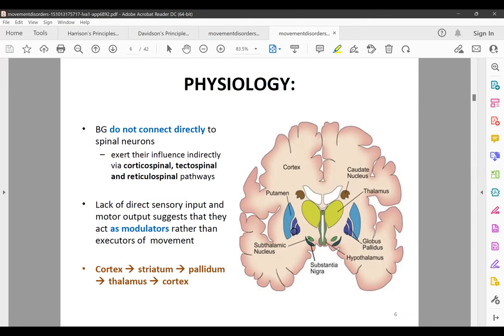And then from the interna the stimuli go to the thalamus, and from the thalamus to the cortex again goes, and the role of the subthalamic nucleus and substantia nigra will come into picture when we are looking at the indirect pathway and the dopamine pathway. In the direct pathway, subthalamic nucleus and substantia nigra are not in the picture.